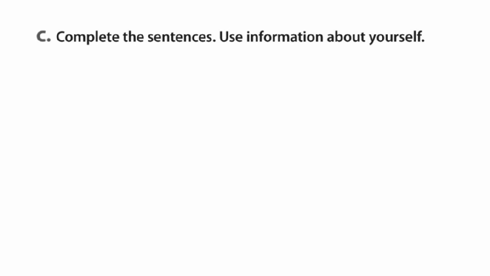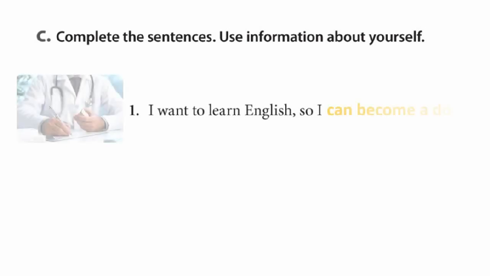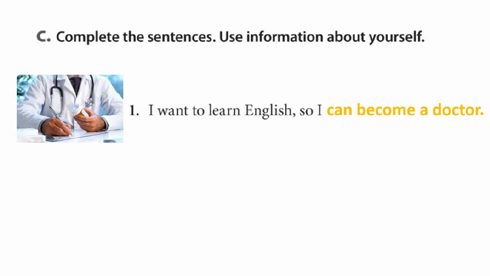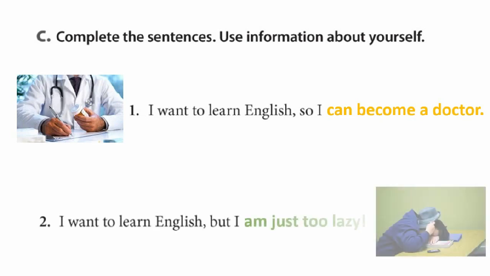Okay, let's go to the final exercise. In this exercise, we're going to use information about ourselves. For example, I want to learn English, so I can become a doctor, for example. Or I want to learn English, but I am just too lazy.